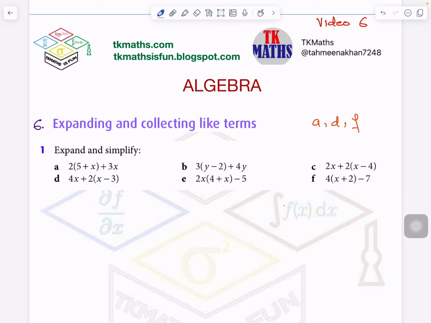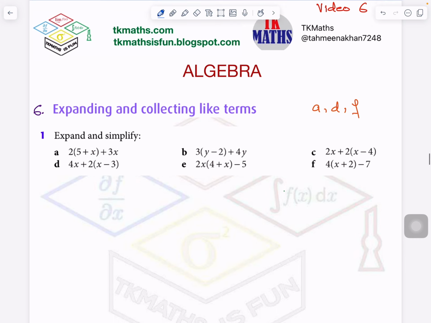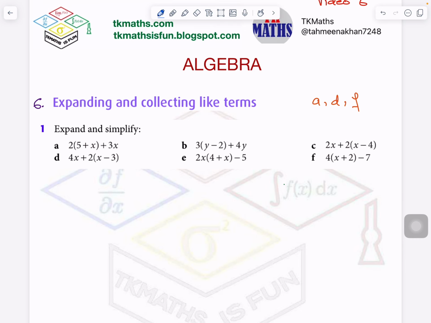In today's video, which is video number 6 in the series on algebra, we will focus on expanding and collecting like terms, a little advanced. So let's start. I will solve part A, D and F here, and the other 3 parts I have solved for you. I'll show you the solution, but you will try it out yourself to test your understanding.